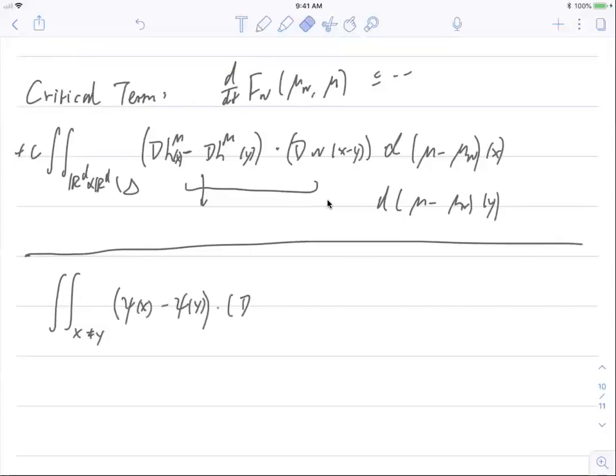So gradient W, where W is the Coulomb interaction, is like 1 over x squared in dimension 3. So gradient W is more singular, one order more singular than omega. But the problem here is the following.